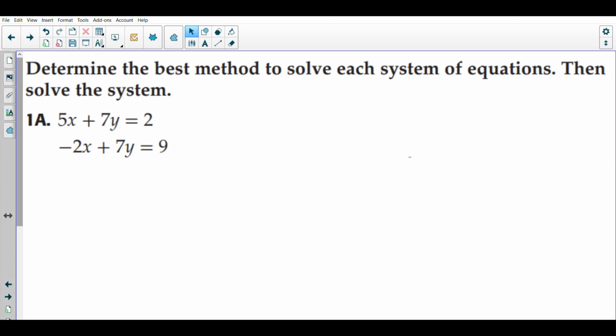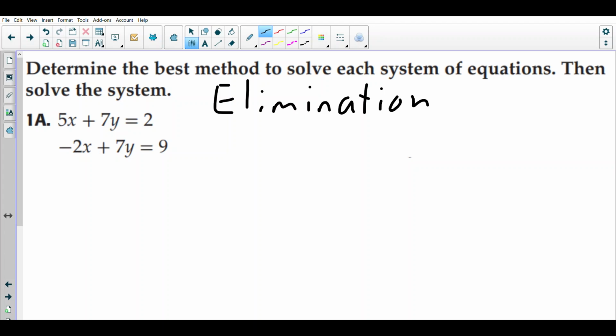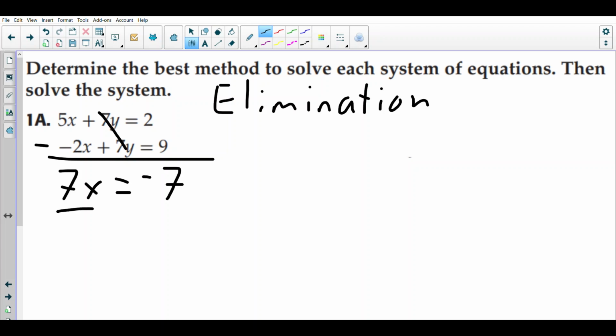So determine the best method to solve the system of equations. Looking at this one, 5x plus 7y is equal to 2, and negative 2x plus 7y is equal to 9. As I look at this, I go, wait a minute, 7y and 7y are the exact same. So if it's already set up that they're the same, I would say elimination is the best method, because all I have to do to the two equations is subtract them. So I get 5x minus negative 2x is 7x. The y's cancel out, and I'm left with negative 7 on the right side, 2 minus 9. Divide by 7, so x is equal to negative 1.